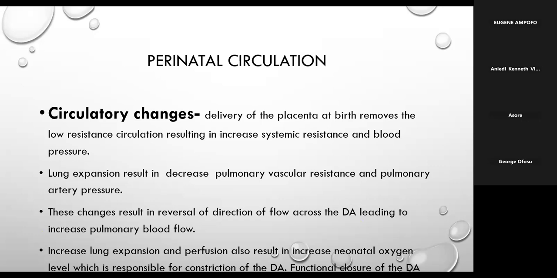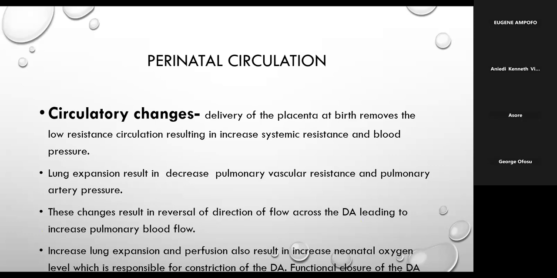The high pressure resistance of the placenta is removed, the pulmonary circulation resistance is reduced, and the systemic resistance increases. The systemic blood pressure increases as well. With this and the lung expansion, pulmonary vascular resistance reduces, as well as pulmonary artery pressure. When there is reduction in pulmonary artery pressure, it favors reversal of the shunt. So blood flows from the higher pressure systemic circulation through the ductus arteriosus back to the pulmonary artery.